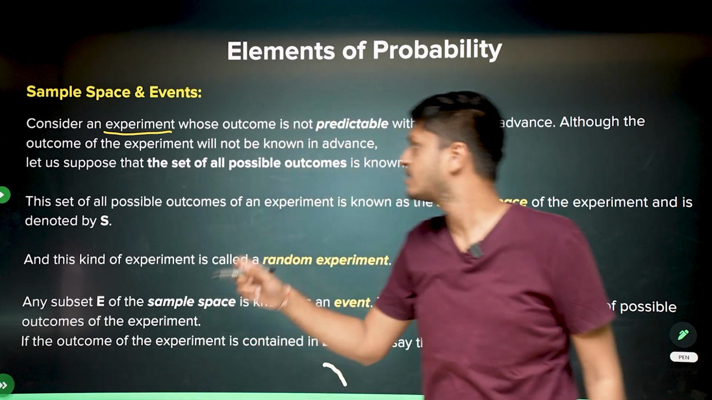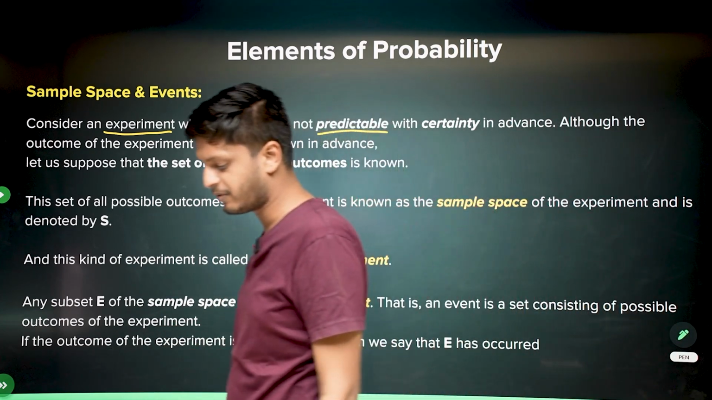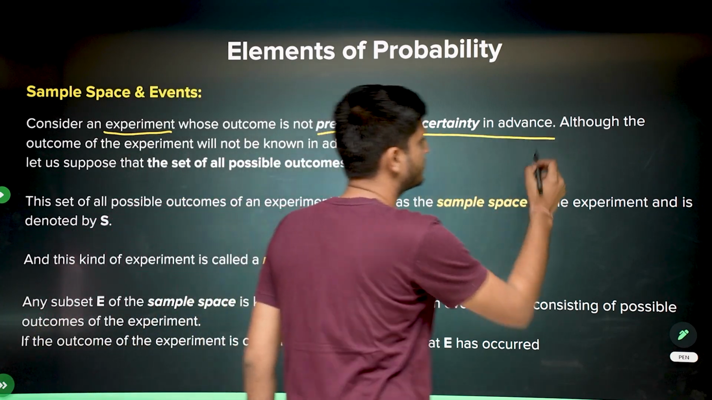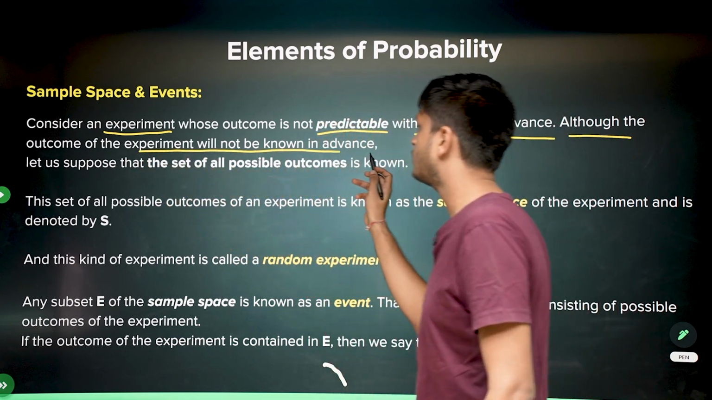So consider an experiment whose outcome is not predictable. We don't know what will happen when performing the experiment. It's not predictable with certainty in advance. The outcome of the experiment will not be known in advance.